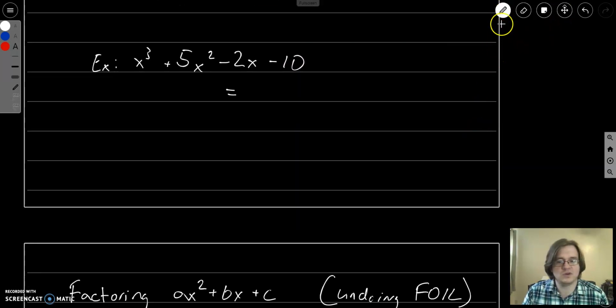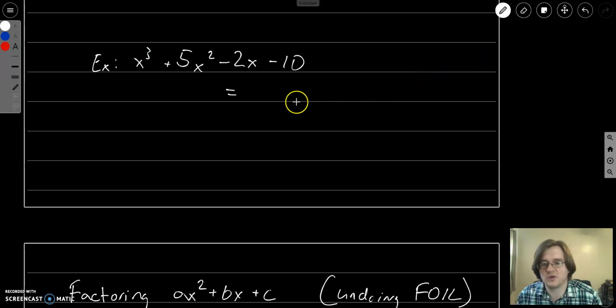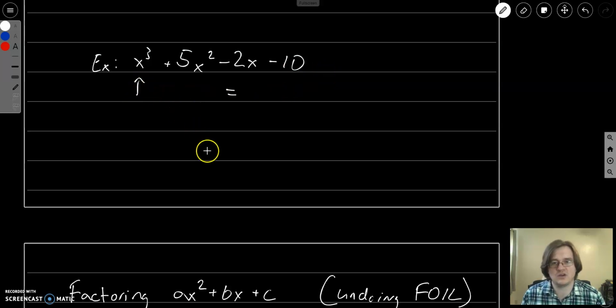One more example before we look at a little bit more complicated factoring. Here we have 4 terms, and there is no common factor between each of these terms. The only factors of x cubed are going to be x, x, and x. So I could pull out an x squared, I could pull out an x, but I can't in the 10. The 10 doesn't have any x's in it. So there's nothing I can pull out of every single term here.